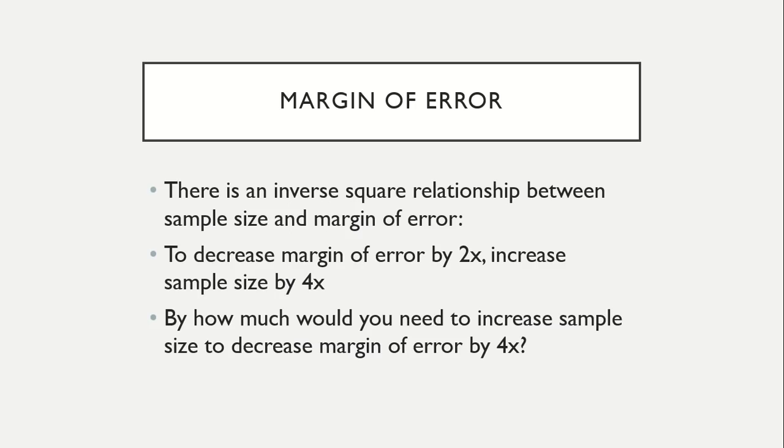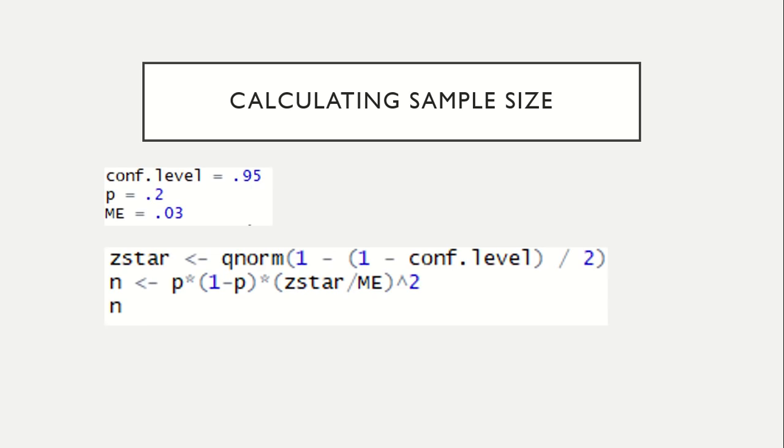So if you truly understand, you can answer the question on the last bullet point. By how much would you need to increase sample size to decrease margin of error by 4x? Well, since it's an inverse square relationship, you know if you're decreasing margin of error, you need to increase sample size. So we need to increase sample size by whatever 4 squared is, 16.